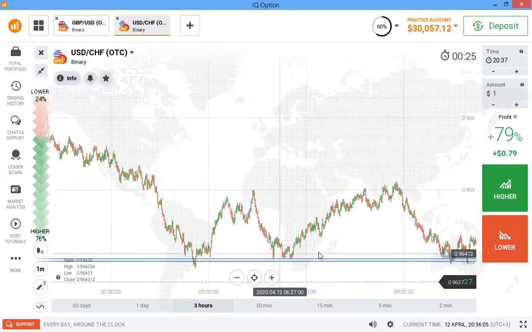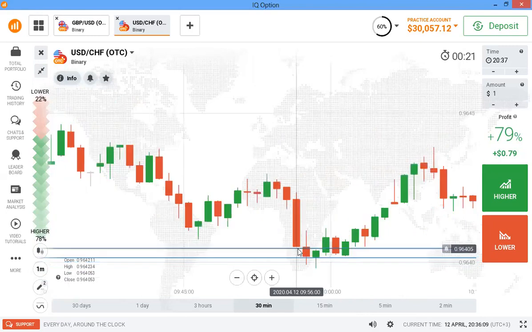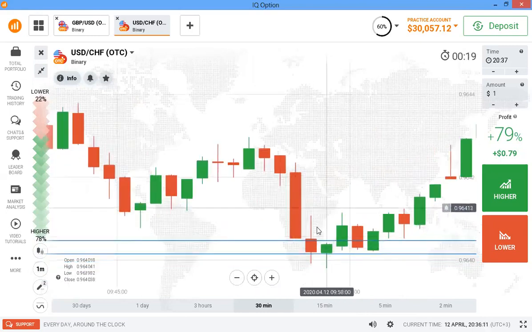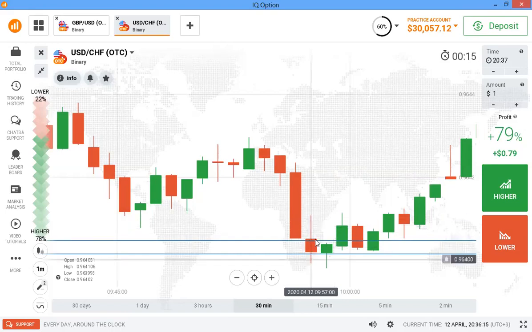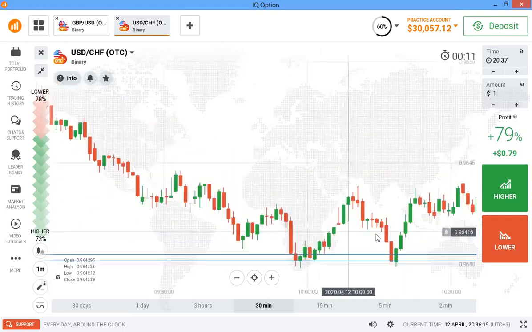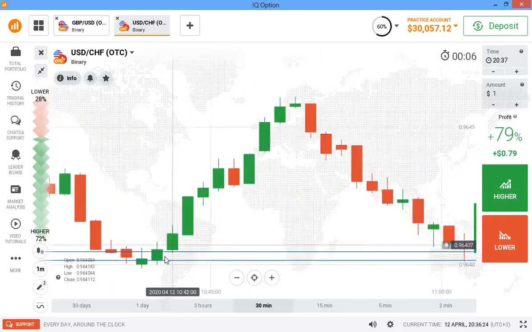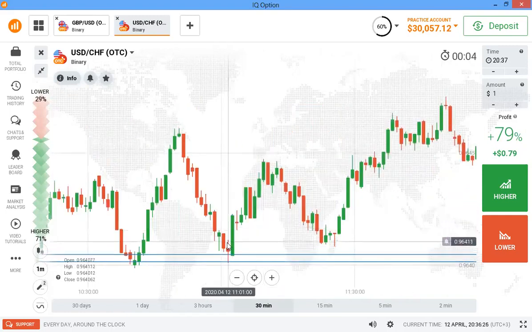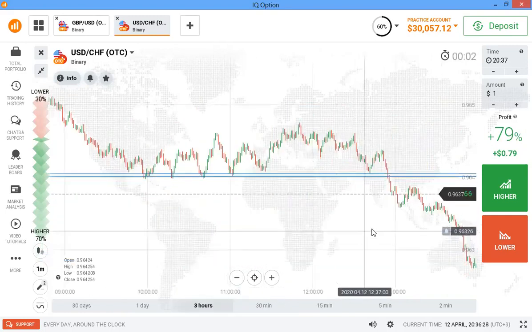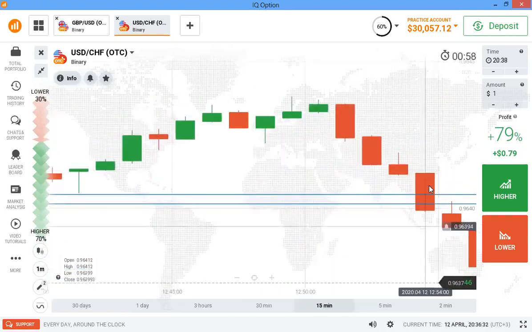So sellers are testing this level. And like I told you, any level that's being tested by sellers or buyers can be broken at any time. Here again, sellers test the level, but not strong. It tests the level again, not strong. Here, it tests it again, not strong. But now, they finally broke the level.